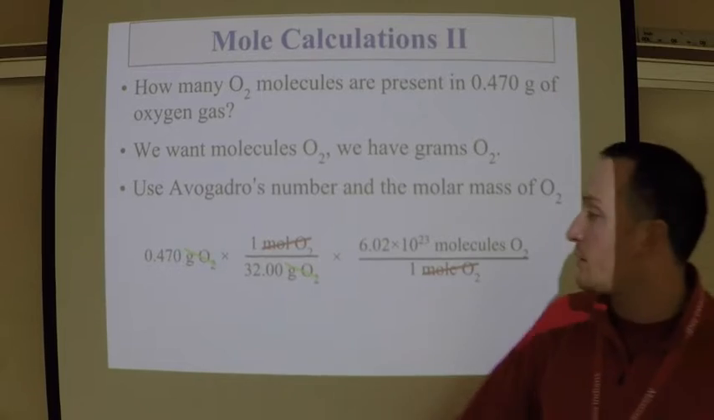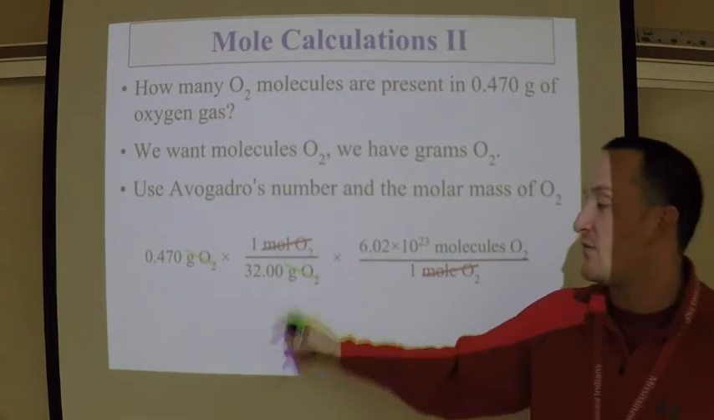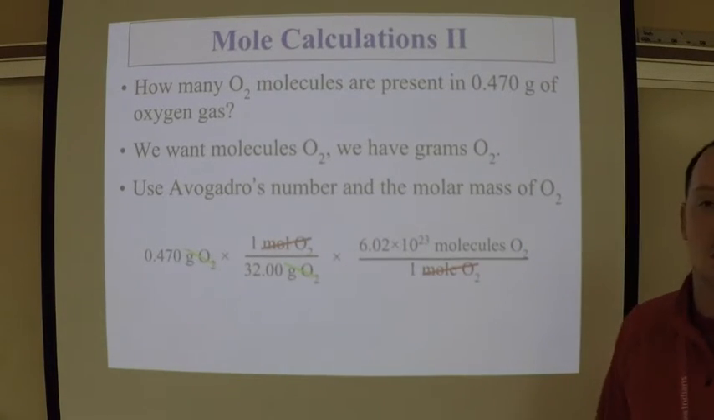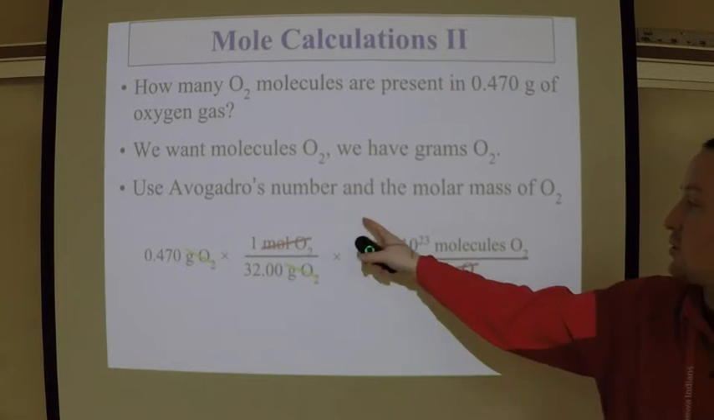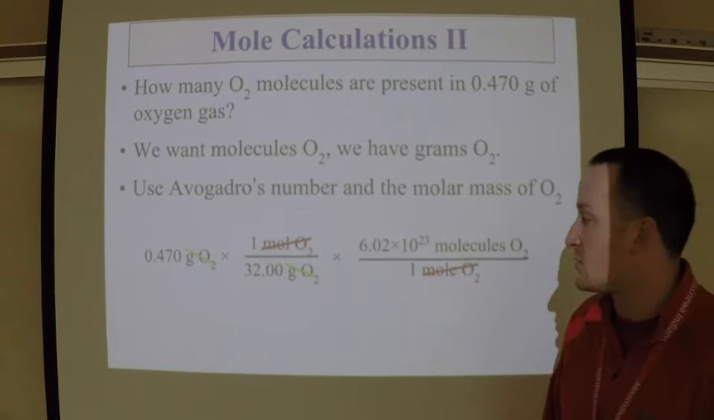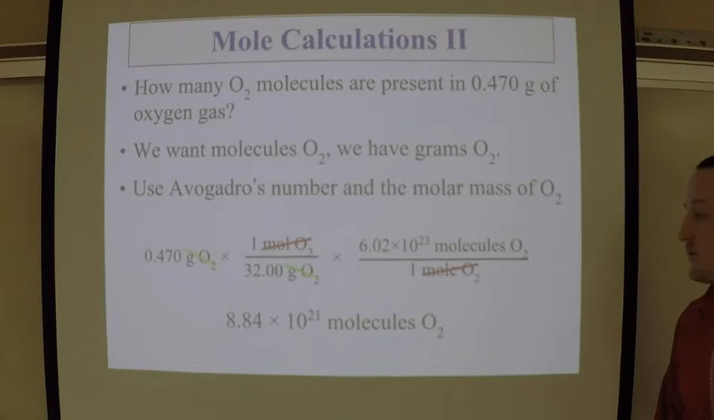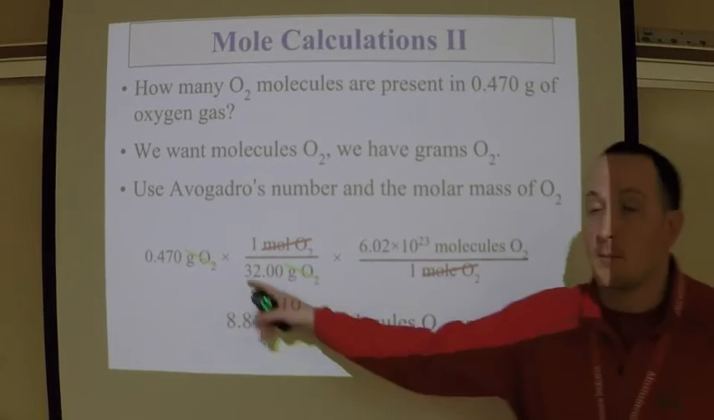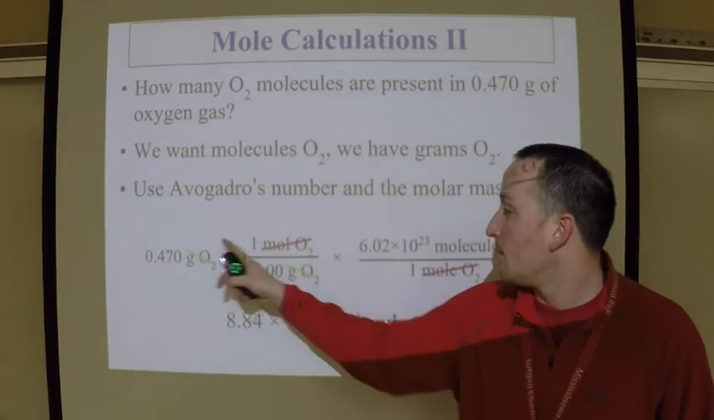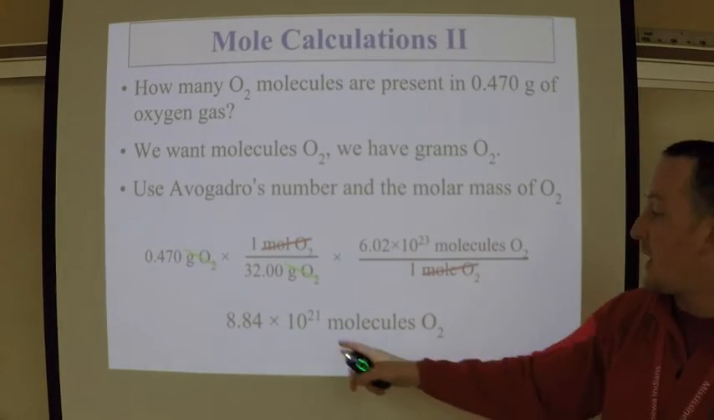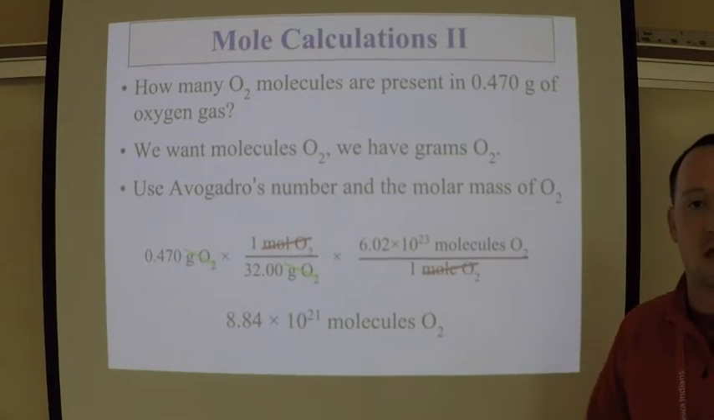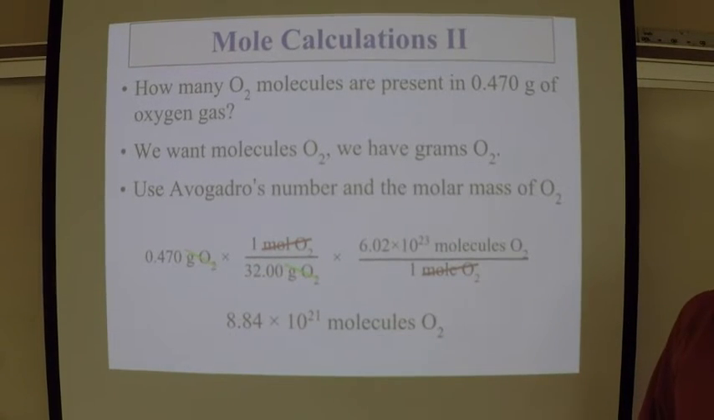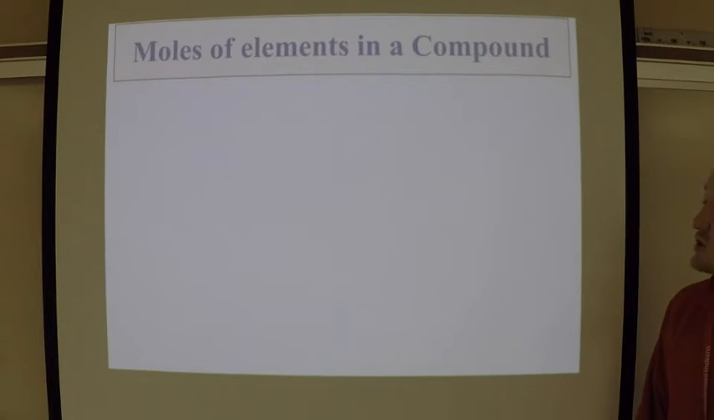So then I would just put in my calculator, 0.47 divided by 32, times 6.02 times 10 to the 23rd. Okay, and make sure you use parentheses around the 6.02 times 10 to the 23rd. And you'd get 8.84 times 10 to the 21st molecules of O2. That would be your final answer. Again, I get my numerical value by either multiplying or dividing all my numbers, and I get my unit from the only unit that doesn't cancel out. Okay, so notice how I just take this molecules of O2, and that's my unit.